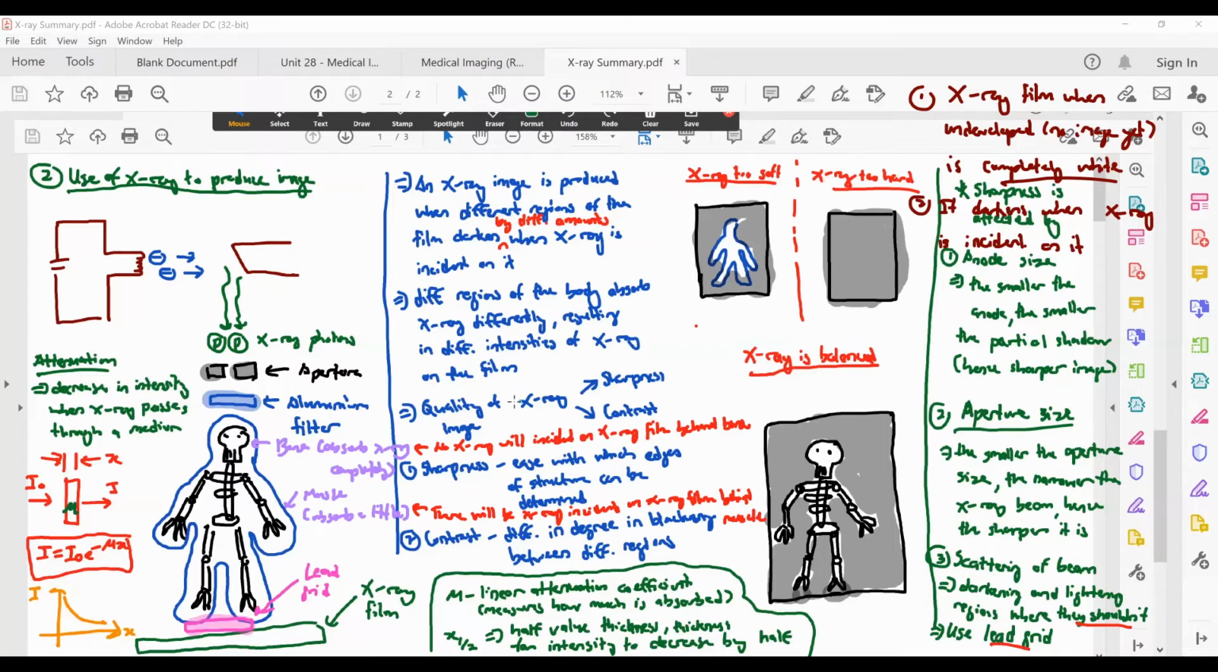Now, if you want to judge the quality of your X-ray image, we will normally tell you about two things: sharpness of the image as well as contrast of the image. If you want to talk about sharpness, in the first place, sharpness is actually the ease with which the edges of a structure can be determined.